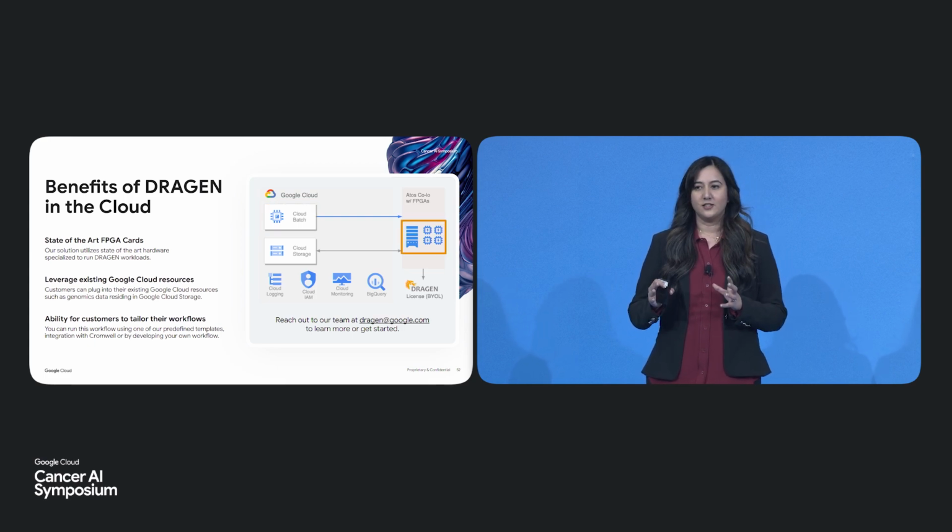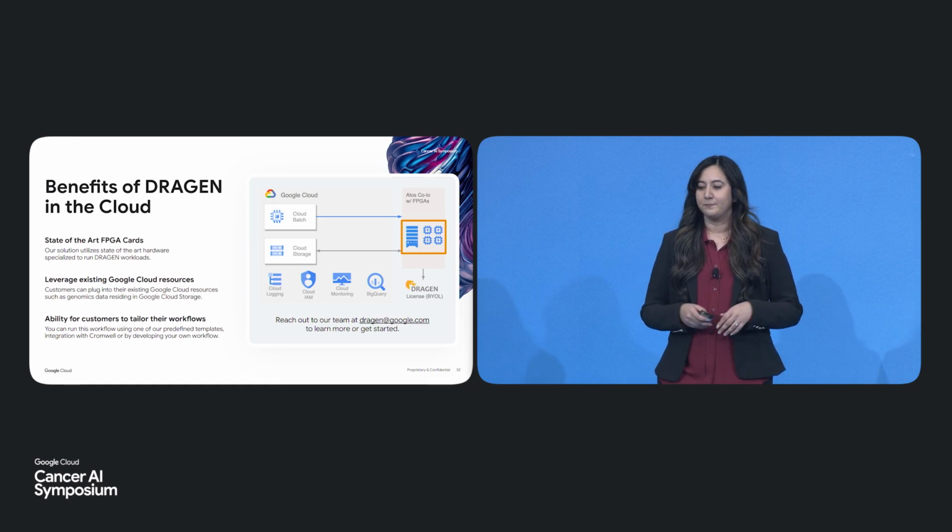So the FPGAs are abstracted away from the customer, but it's important to know how this works. These FPGAs are managed by Evident and Google, and they're located in a colo that's close to our Iowa data center, and there's a dedicated interconnect between those two. So all the data is transferred securely and very fast. That's where the majority of the compute happens, the Dragon compute that Illumina developed.